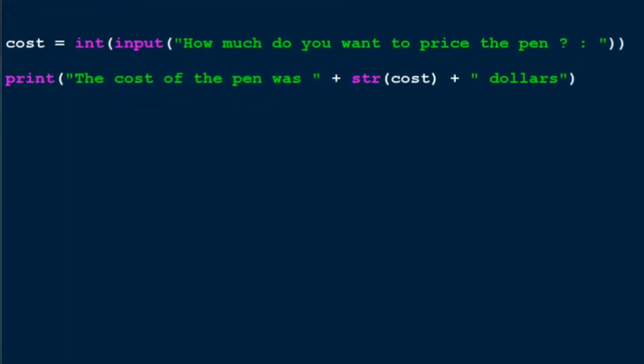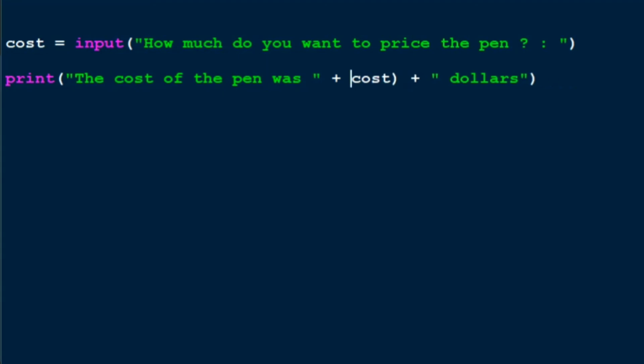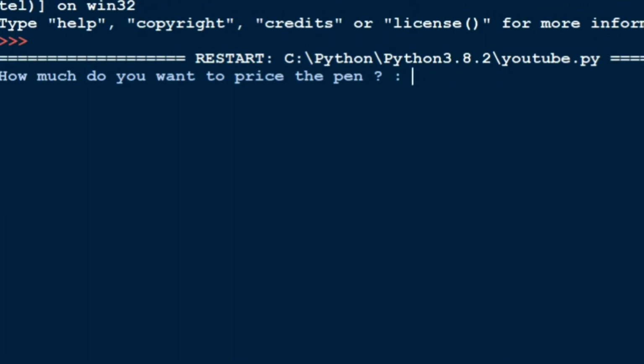But this is one important point. If you don't put int here, the price will remain as a string value, right? So since the price will remain as a string, you don't need str over here since it's already a string. So yeah, even when cost becomes a string, the whole print statement belongs to a single data type. So it should work. Let's see. How much do you want to price a pen? I'm going to put 5. There you go. The cost of the pen was $5.